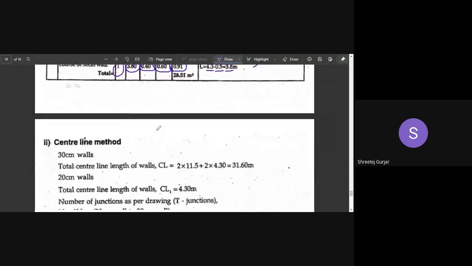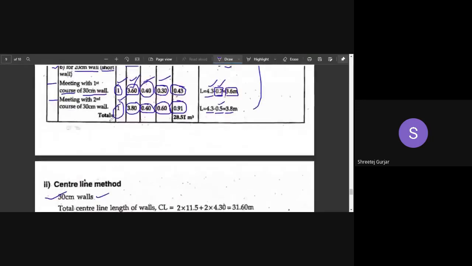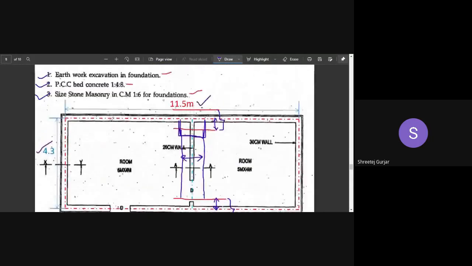So the first thing that you have to calculate in the centerline method is the total centerline length. But here you have to calculate separately for the 30 centimeter wall and separately for the 20 centimeter wall. We have two types of walls, the 30 centimeter wall and the 20 centimeter wall. So you calculate the total centerline length of the 30 centimeter wall separately and of the 20 centimeter wall separately. Let us look at how we can do that.